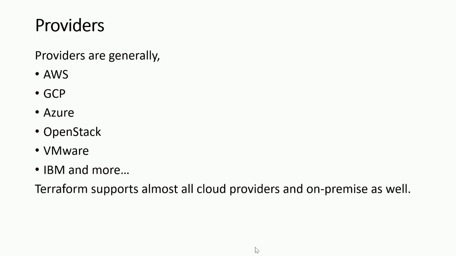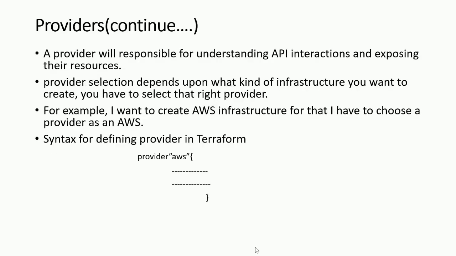As I said earlier, Terraform supports almost all the cloud providers like AWS, Google Cloud Platform, Azure, OpenStack, VMware, IBM, and many more. Not only cloud providers, it also supports on-premises as well. Here, a provider is responsible for understanding API interactions, and it also exposes their resources. For example, if I just want to create one AWS infrastructure, then for that I have to choose the provider as AWS.